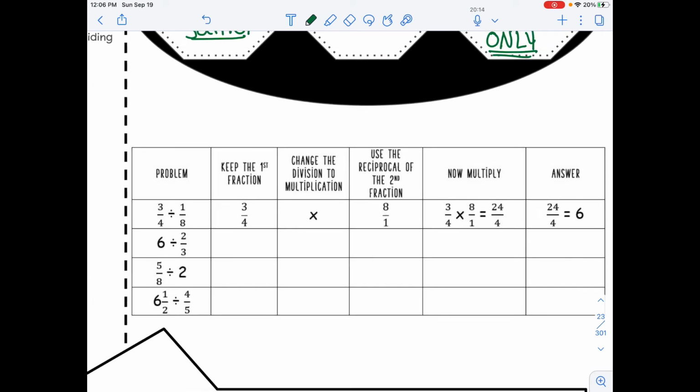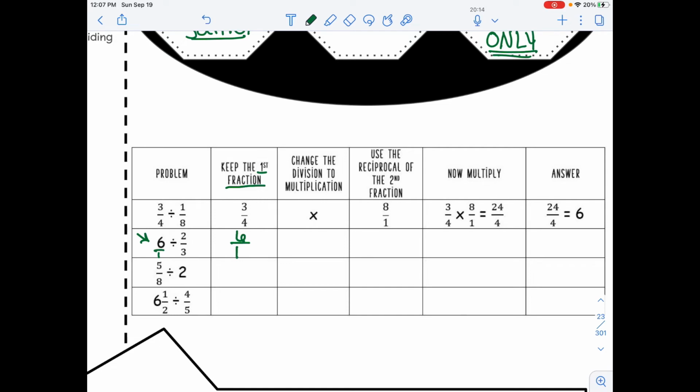Okay, so we're going to rewrite it when we divide fractions. I will erase it if you do not, because rewriting it will help you remember how to solve it correctly. So we're going to keep the first fraction the same. Look, 6, I have a whole number, so we're going to put it over 1. The first one's done for you, but we're going to start at 6. So we have 6 over 1, because remember, no whole numbers, no mixed numbers.